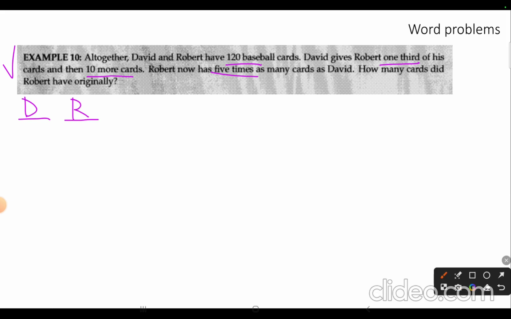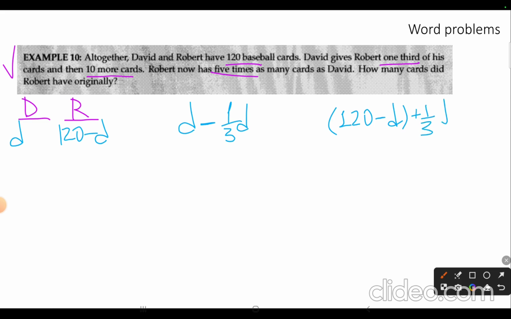We don't know how many cards David has, let's say D, and Robert will be 120 minus D, because together they have 120 cards. And David gives Robert 1/3 of his cards, so we subtract 1/3 of his cards. At the same time, Robert, which is 120 minus D, gets this 1/3. And also 10 more cards David gives, so we subtract 10 and Robert will have these 10 cards.